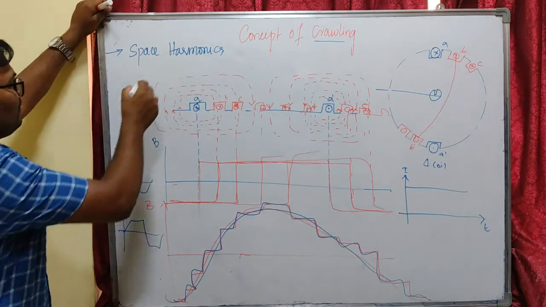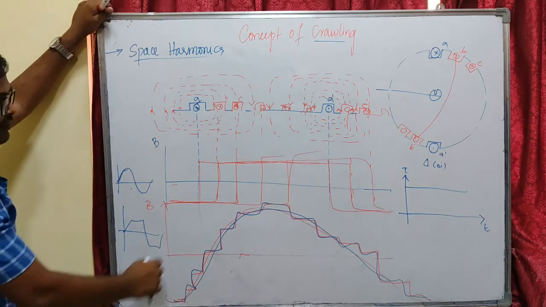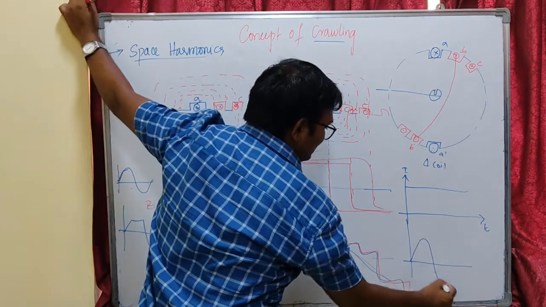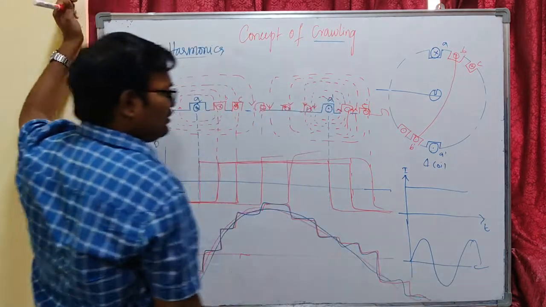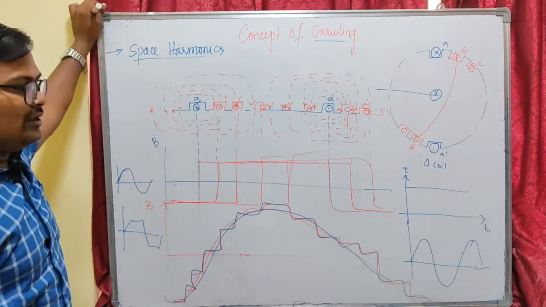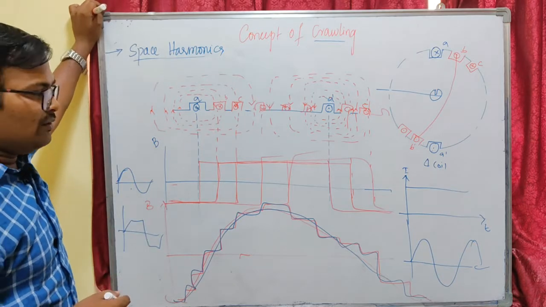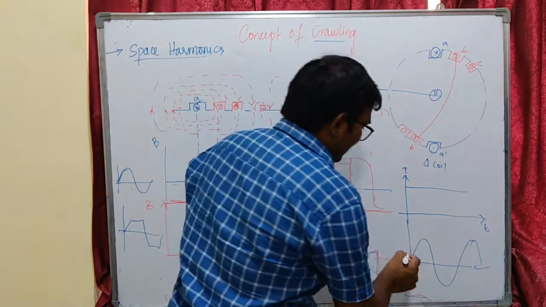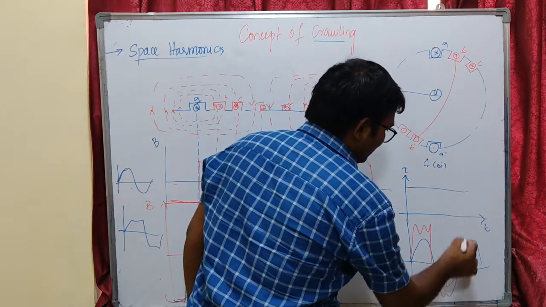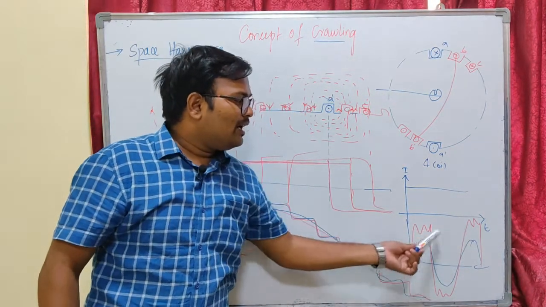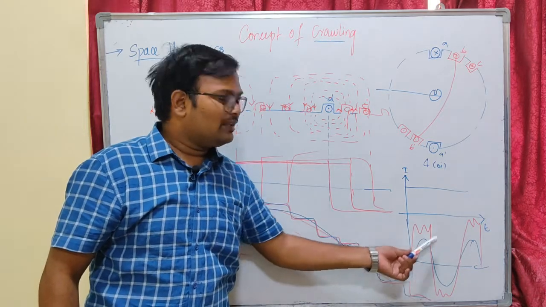So here we have space harmonics in the MMF waveform, and if I apply an AC waveform instead of a DC waveform to the windings here, that will become a standing pulsating waveform, which I am going to explain later. Instead of the sinusoidal wave, what if I apply a waveform like this? That means this red waveform has harmonics, because it is not a sinusoidal wave.